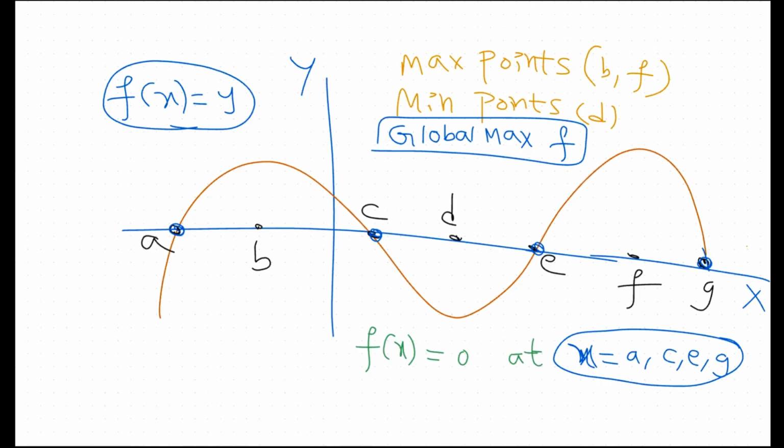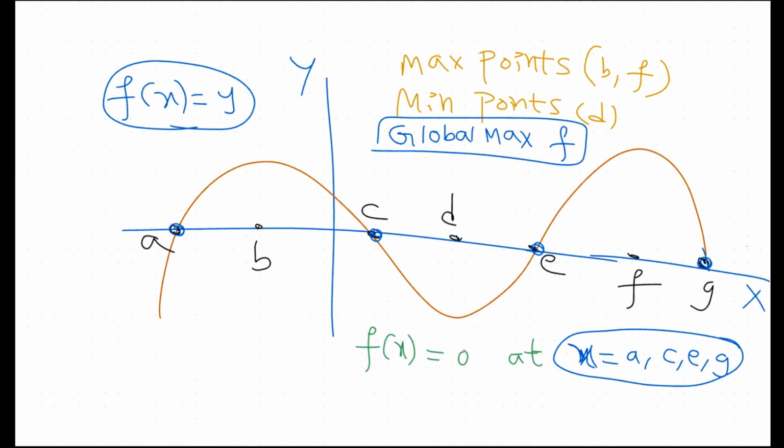Where f of x is 0 for the first question I gave? Quadratic equation x square plus 4x plus 3. Solve it fast. Minus 3 and minus 1, correct or not? That is the answer for this question. Got it or not? That is where f of x is 0.